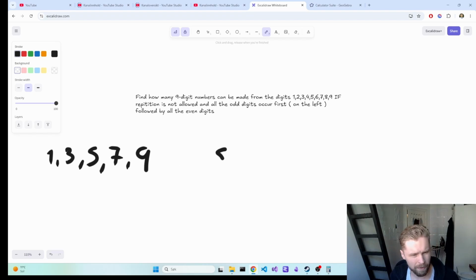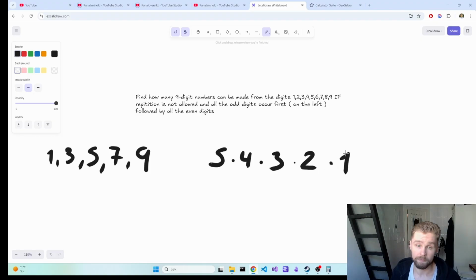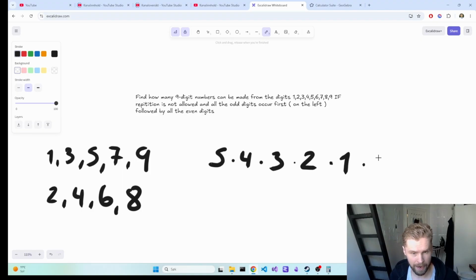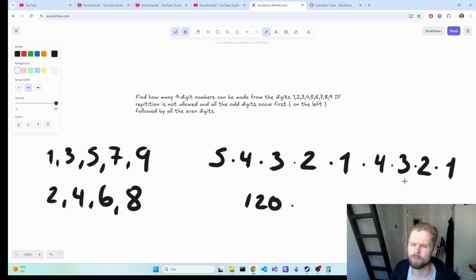So we got 5 times 4 times 3 times 2 times 1. Now that's all my odd fellows there, right? Then I got 2, 4, 6, 8. So we gotta multiply this now by 4 times 3 times 2 times 1. Right? So it's basically 120 times 6 times 24, which is what? Which is what, dude?